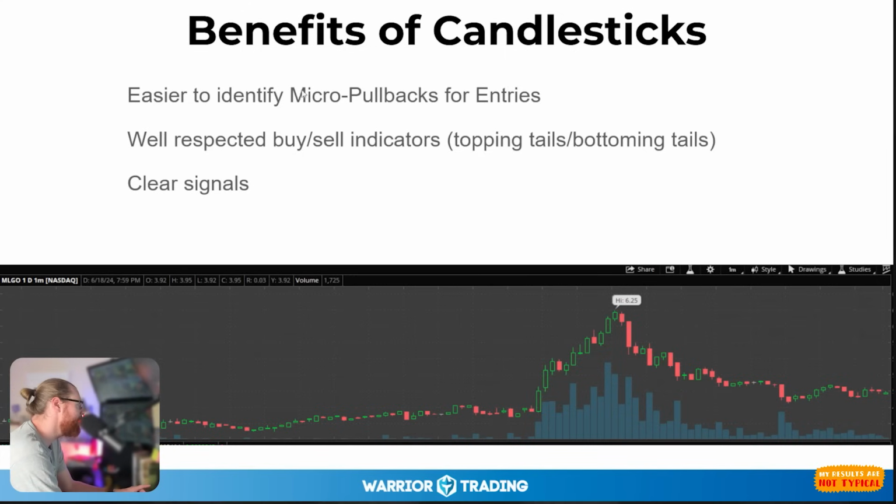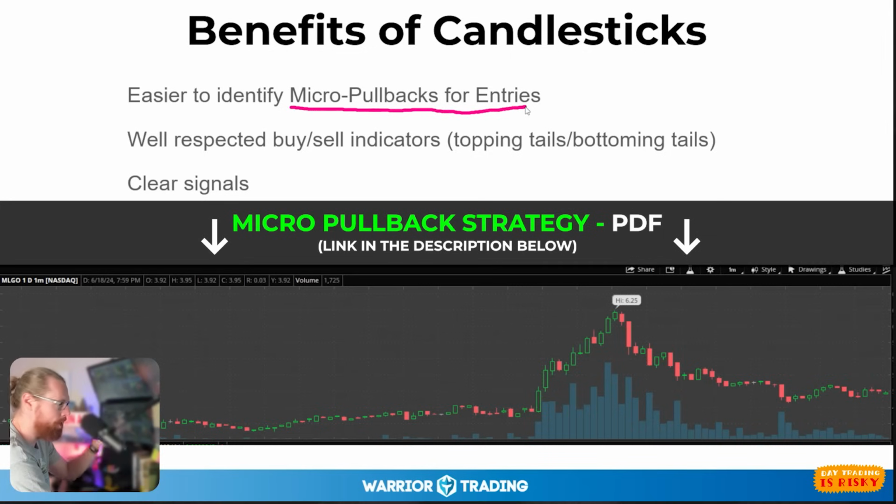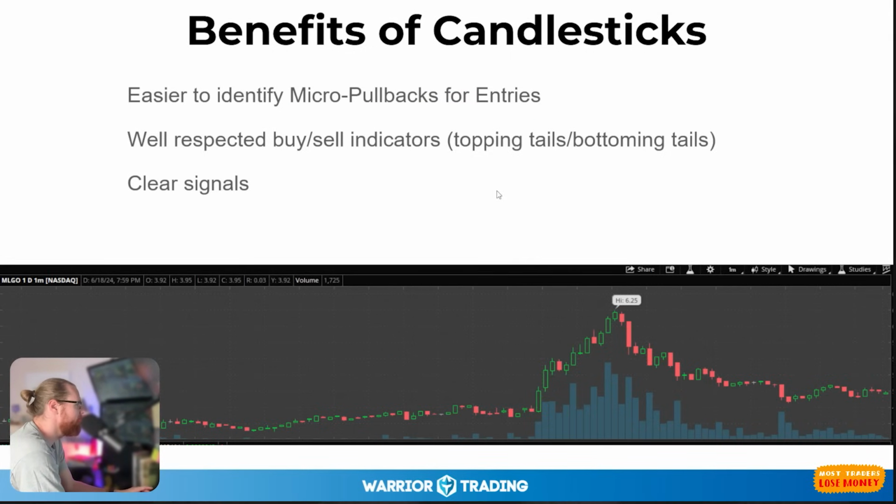All right, so now the benefits of the traditional candlestick chart are pretty well stated. It's much easier to identify micro pullbacks for the entries. Again, my micro pullback strategy PDF is in the top of the comments and in the description if you want to download it. And candlestick charts are also very well respected for their buy and sell indicators, topping tails and bottoming tails. So many traders are using candlestick charts that when you see a big topping tail like that, a lot of people will bail out because they're like, oh, topping tail means weakness is coming in. So it's good to be able to see what other people are seeing.